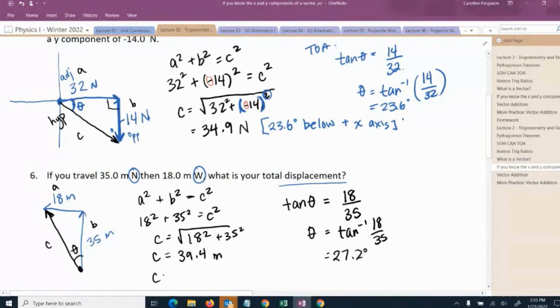And this time, it's asking for the displacement, so it's 39.4 meters. And now when we give a direction, we are talking about north and west. So what would this direction be in this case? Displacement is a vector, and in our next lecture we're going to talk about vectors versus scalars. But because displacement is a vector, you have to include the direction. So it'll be north, 27.2 degrees west. Yeah, perfect.